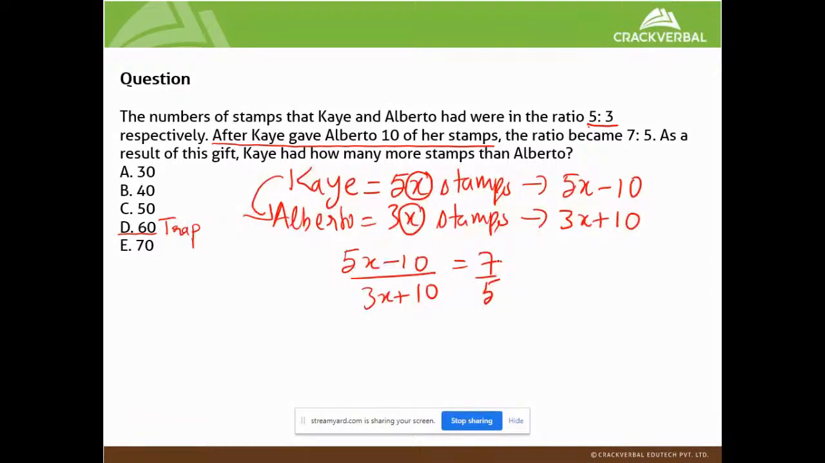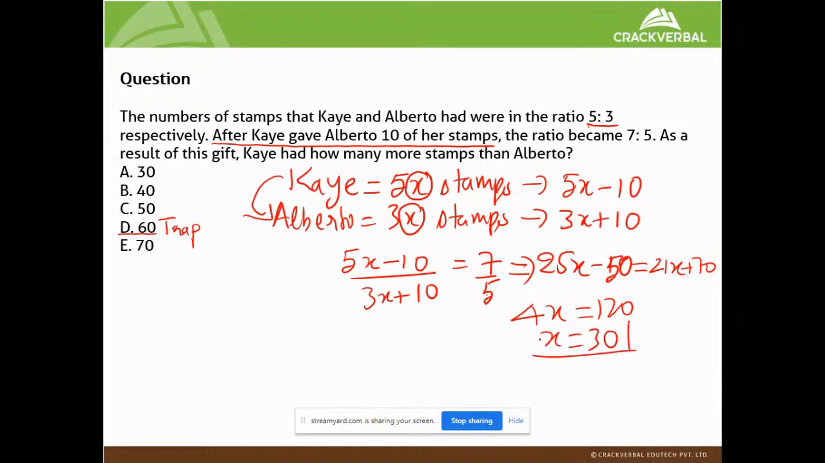A lot of people at this point will take this as 7K by 5K. Remember that that is not required because the K will eventually get cancelled. So here you can still write it as 7 by 5, right? Now when I cross multiply, I have 5 into 5, 25x, 5 into 10, 50. 25x minus 50 is equal to 21x, 7 into 3 plus 70. So I have 25x minus 21x, that is 4x. 4x is equal to 120. x is equal to 30.